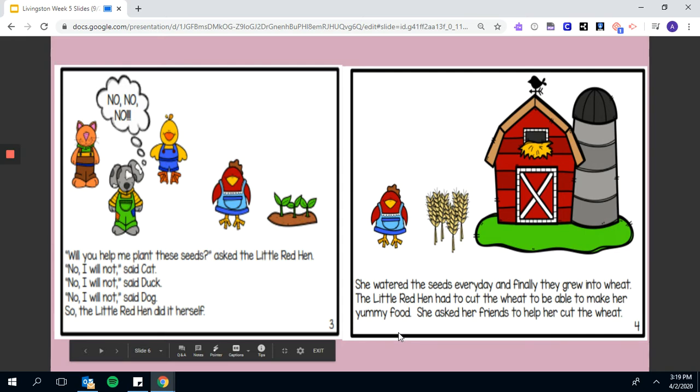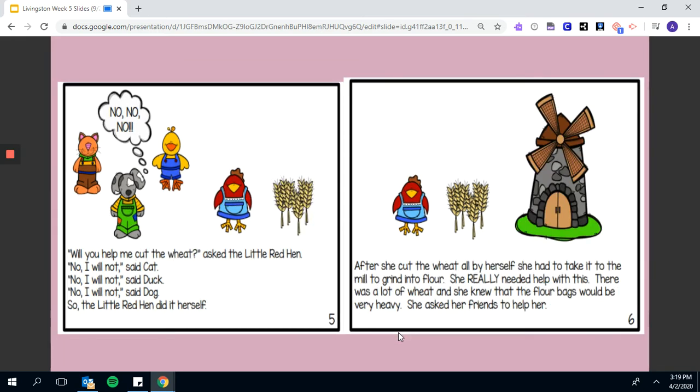She asked her friends to help her cut the wheat. Will you help me cut the wheat? Asked the little red hen. No, I will not, said Cat. No, I will not, said Duck. No, I will not, said Dog. So the little red hen did it herself.